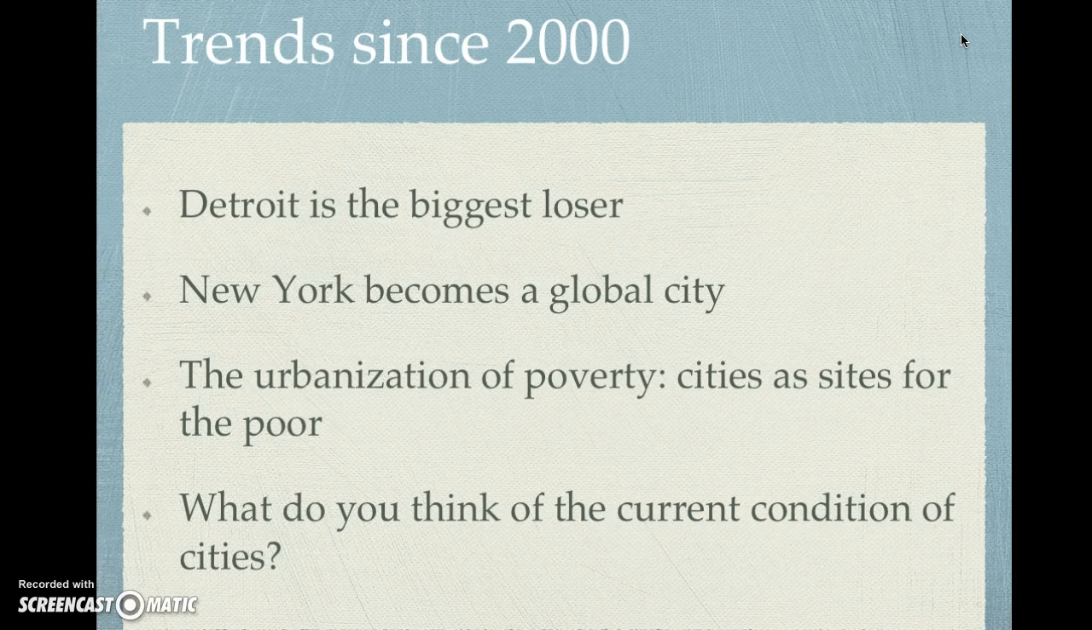We're seeing the urbanization of poverty, where cities have become sites for the poor. This is more apparent when you look globally. When you look at cities outside of the US, this is more of your global problem, the urbanization of poverty. But this is also characteristic of cities in the US. And let's discuss what you think about the current condition of cities. Where do you think we are today?